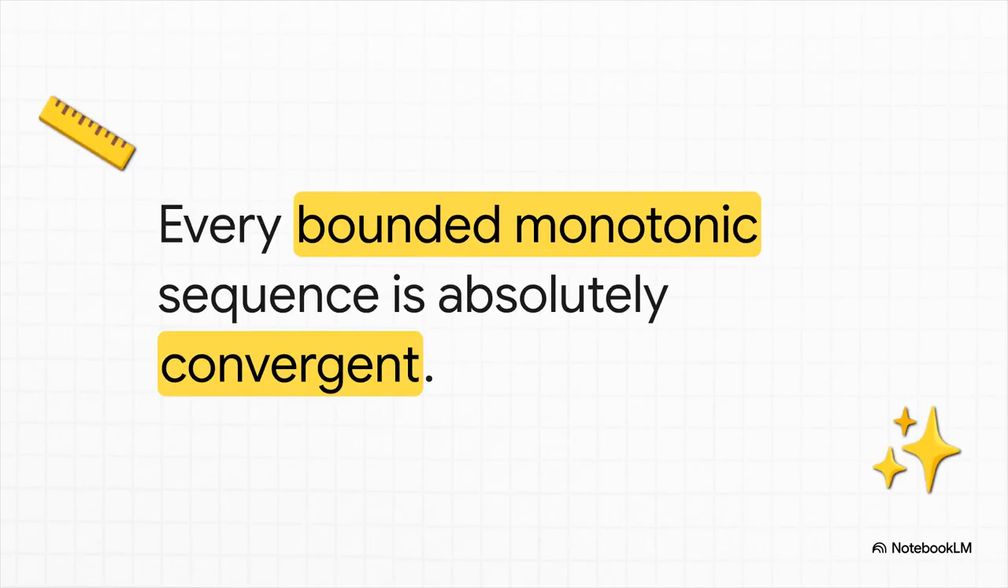Which brings us to an absolute golden rule in mathematical analysis. Every bounded monotonic sequence is guaranteed to converge, period. If a sequence only goes in one direction and it eventually hits a strict boundary, it has to settle on a limit, even if we don't immediately know what that exact number is. It can't reverse, and it can't cross the line.